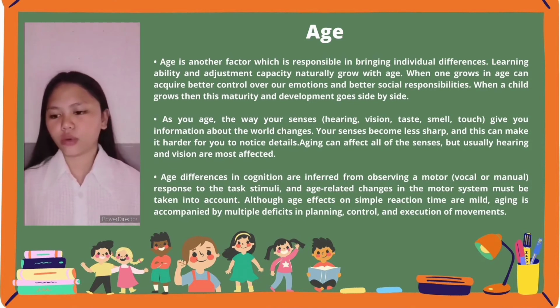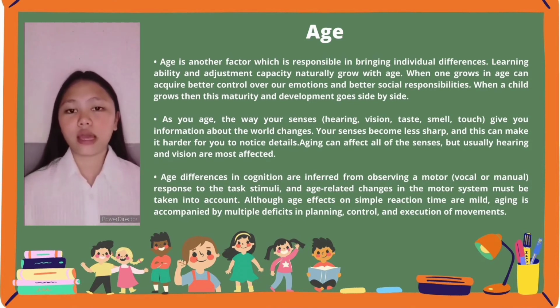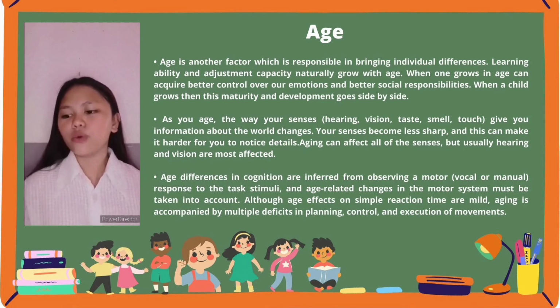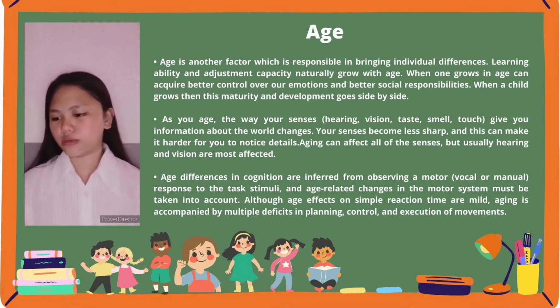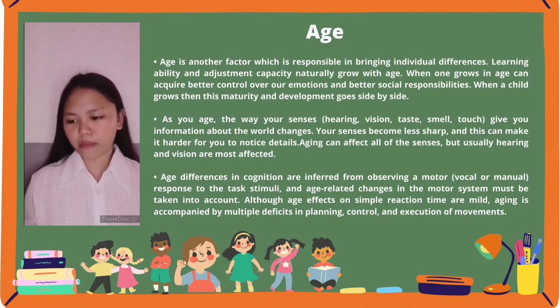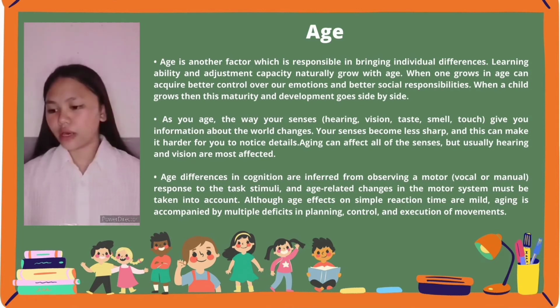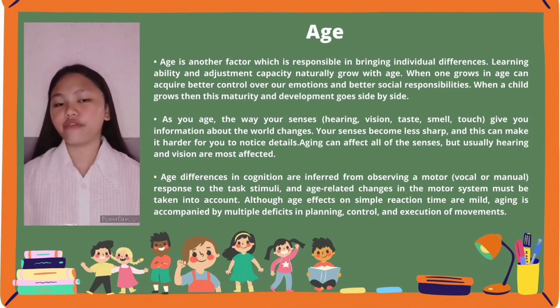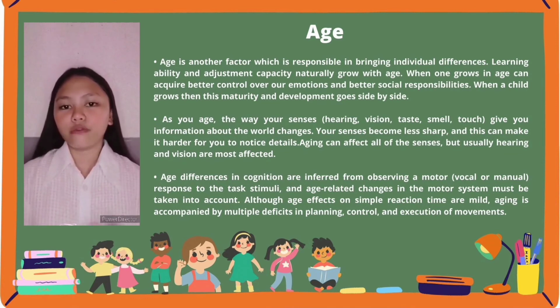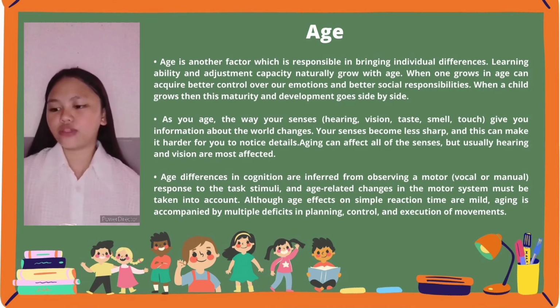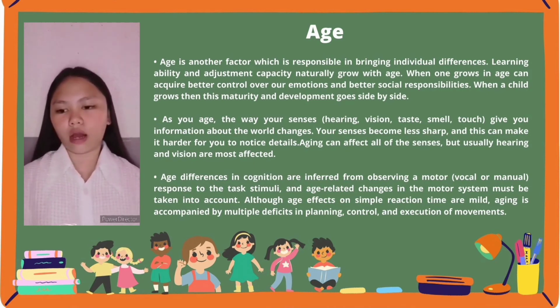As you age, the way your senses, hearing, vision, taste, smell, and touch, give you information about the world changes. Your senses become less sharp, and this can make it harder for you to notice details. Aging can affect all of the senses, but usually hearing and vision are most affected. Age differences in cognition are inferred from observing a motor, vocal, or manual response to task stimuli, and age-related changes in the motor system must be taken into account.